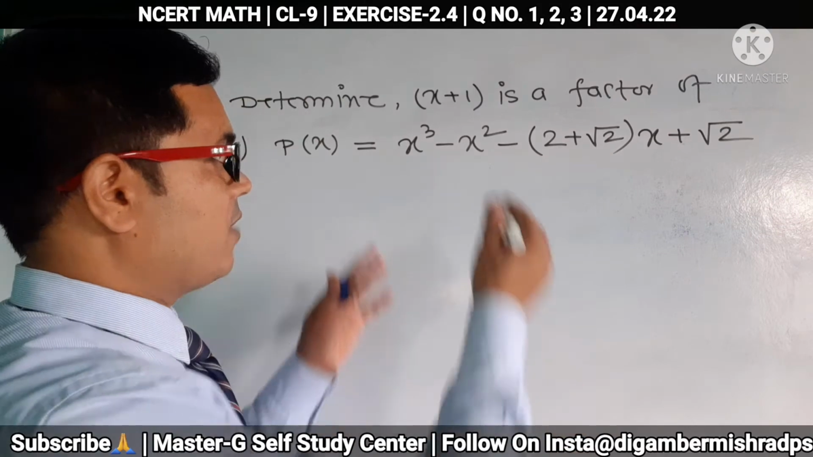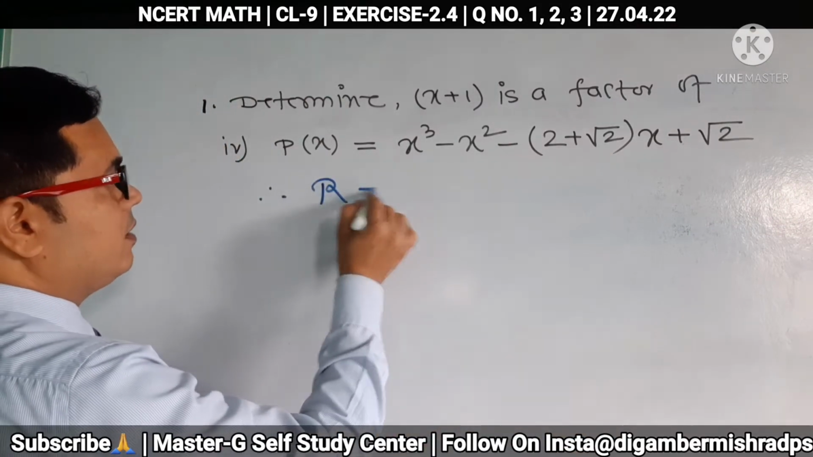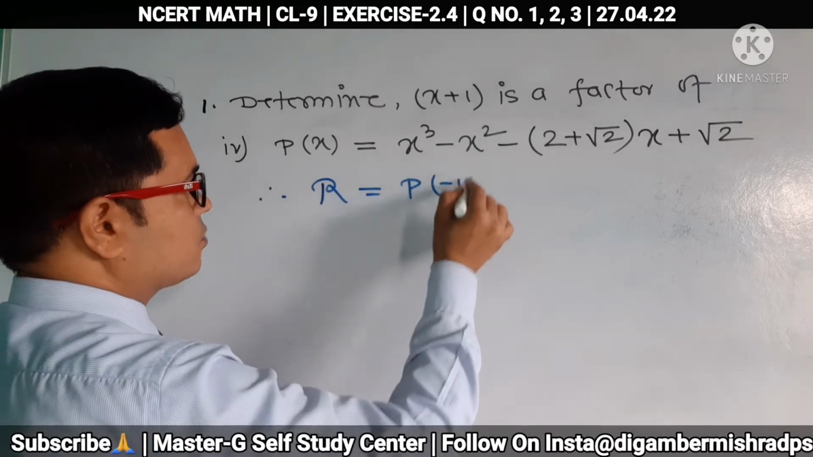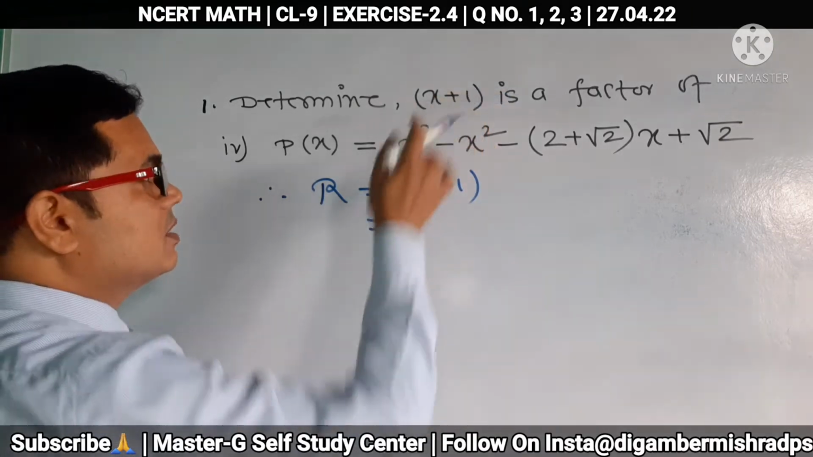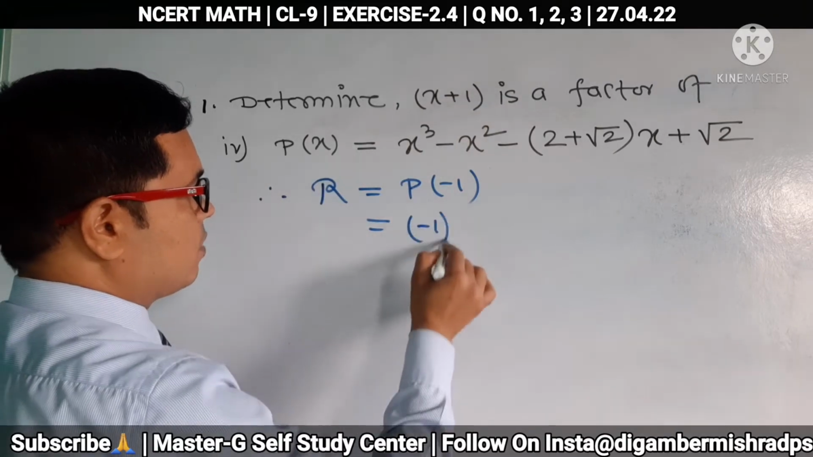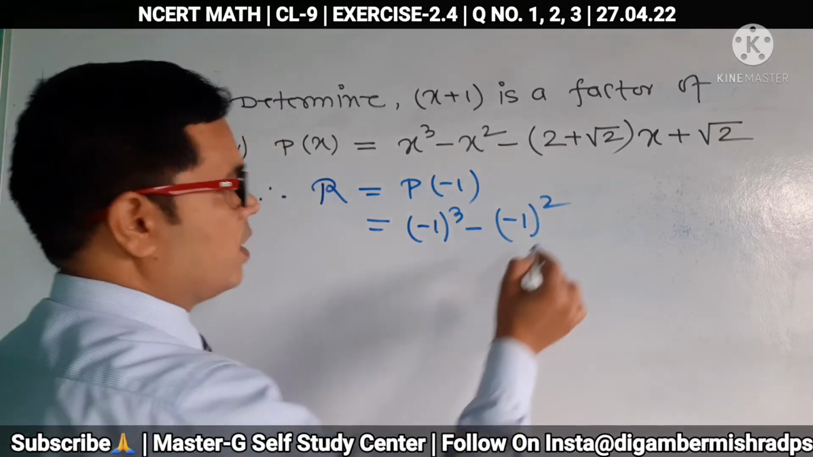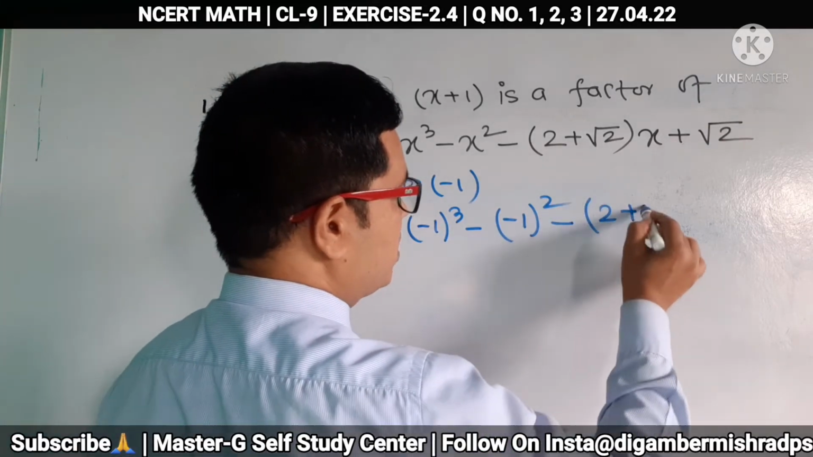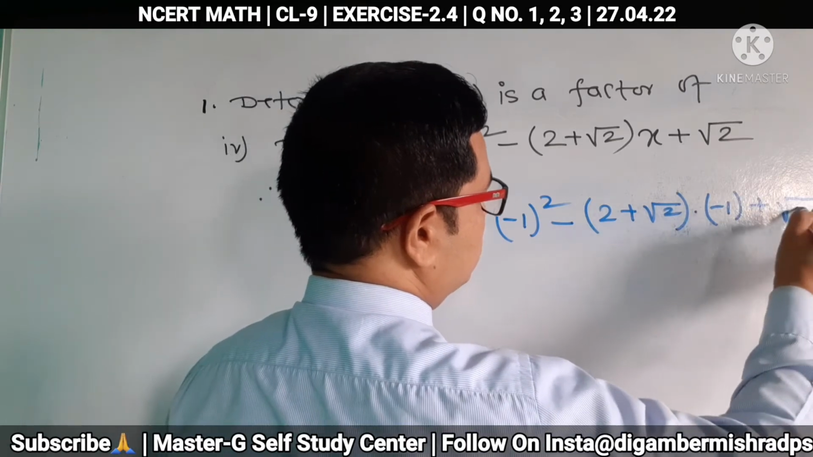The next sum is on the board. Here also we will find the remainder using the remainder theorem. So the remainder will be p of minus 1 in this case also, because this is constant for all the 4 sums. So it will be minus 1 whole cube minus minus 1 whole square minus 2 plus root 2 into minus 1 and plus root 2.